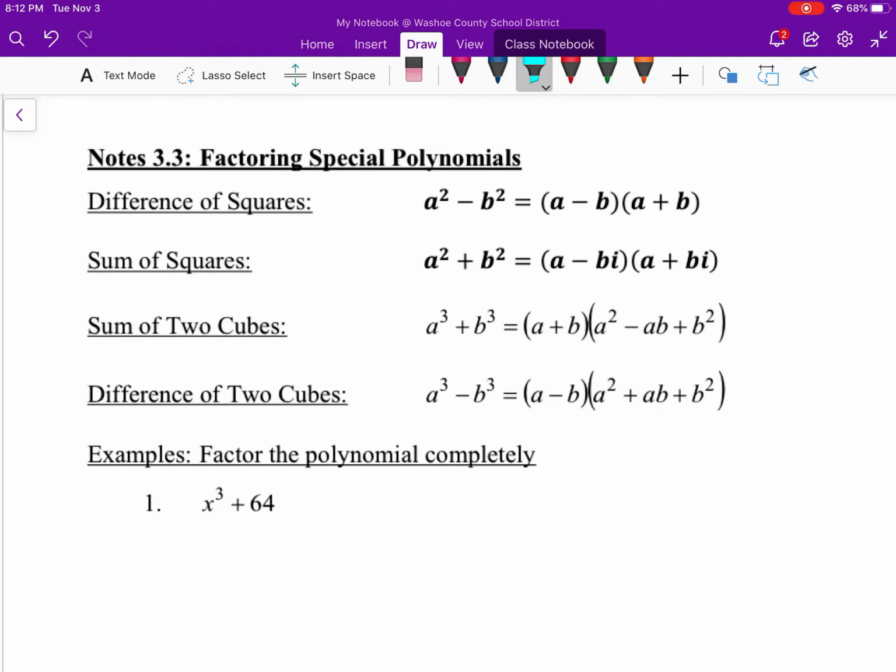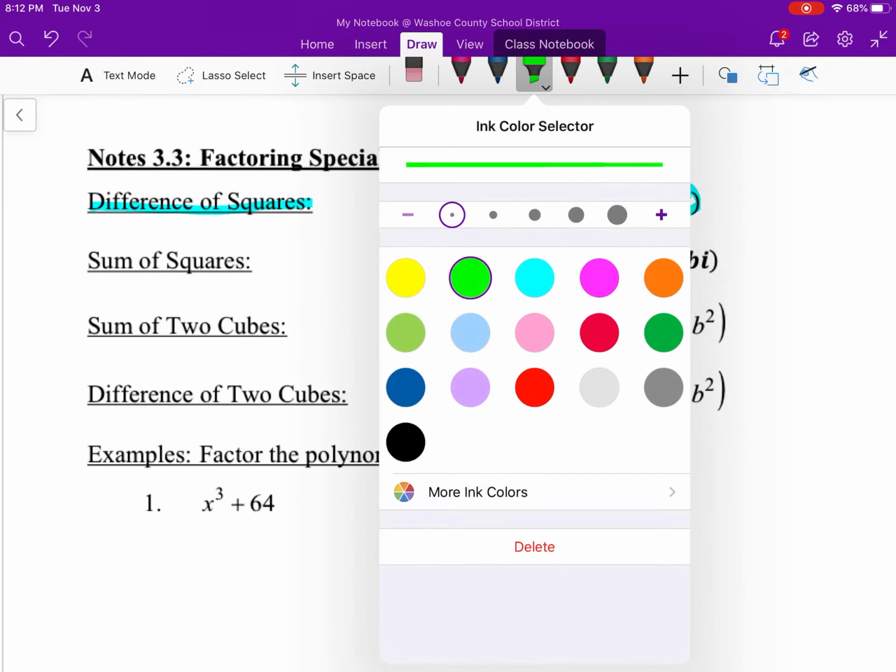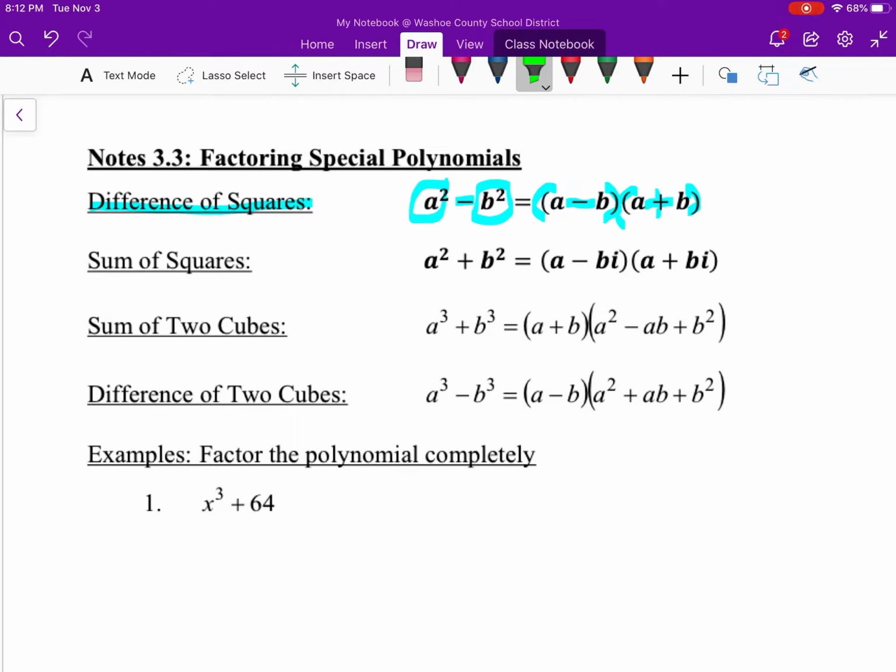okay? So the first one we have is difference of squares, and you have seen difference of squares before. We have two perfect squares with a minus in between them, and we split them up into one being a minus, one being a plus. Okay, so I'm hoping you are familiar with this. We have gone over this before in class.